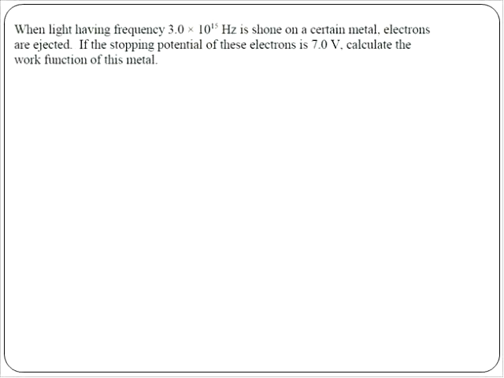Let's try this one. This time it gives us the stopping potential. Remember that? We talked about stopping potential equals kinetic energy. Or eV stop, I should say, equals kinetic energy. So all we've got to do is take this, 7 volts, multiply it by the charge on an electron, and we know the kinetic energy.